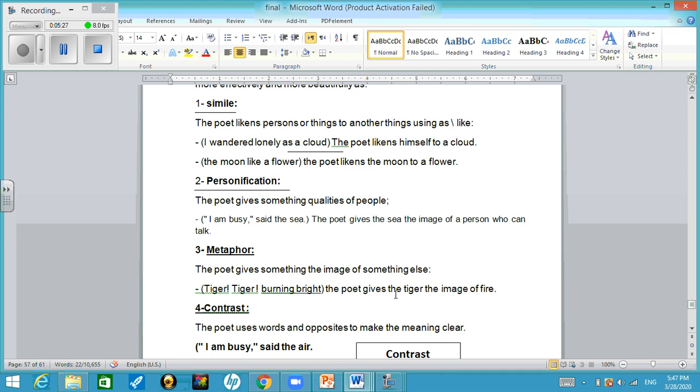Okay? Number three, metaphor. Okay, metaphor is when you're saying something has the quality of another thing. Like an example, here we have tiger, tiger, burning bright. Okay, so here, does the tiger burn? No, only the fire burns. So, as we can see here, the poet gives the tiger the image of fire. So this is a metaphor. Okay?